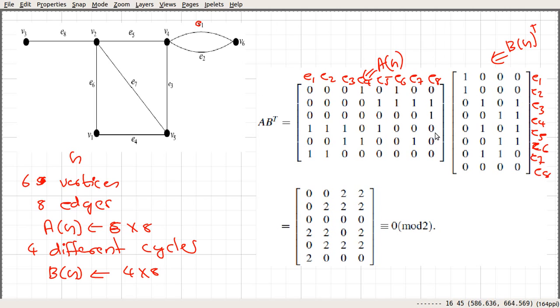So we can see that if we take the incident matrix of this graph, you get this matrix, and if you take the cycle matrix and take the transpose, you get this one. So let's look at one or two entries here. For example, this corresponds to the first row of A times the first column of B transpose.